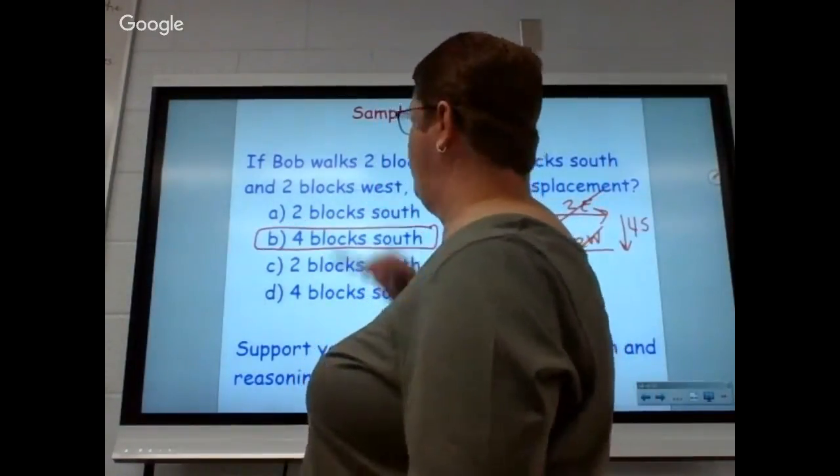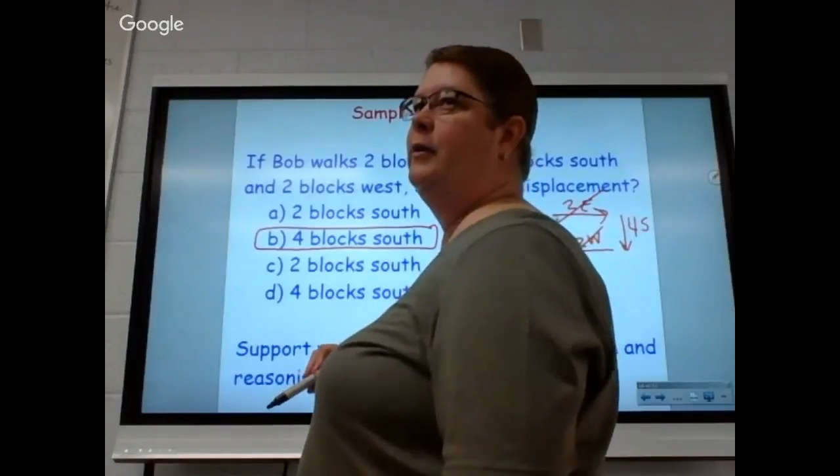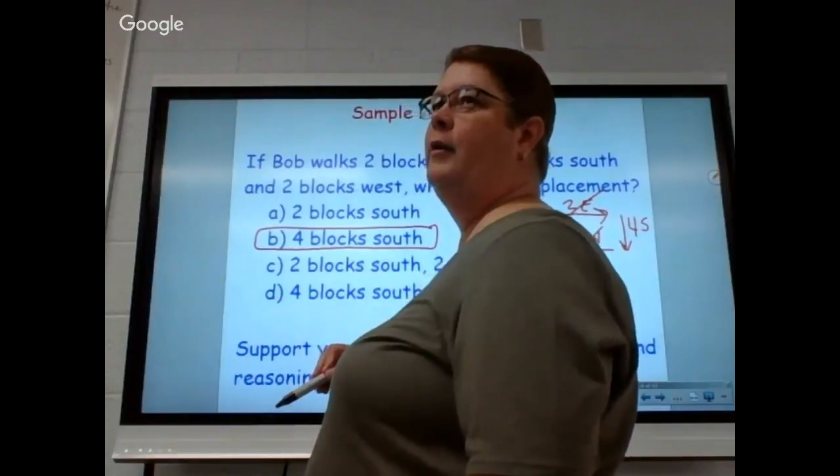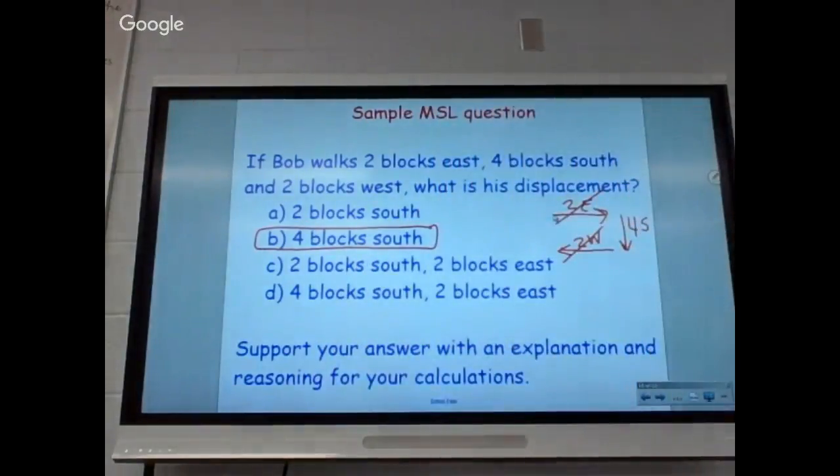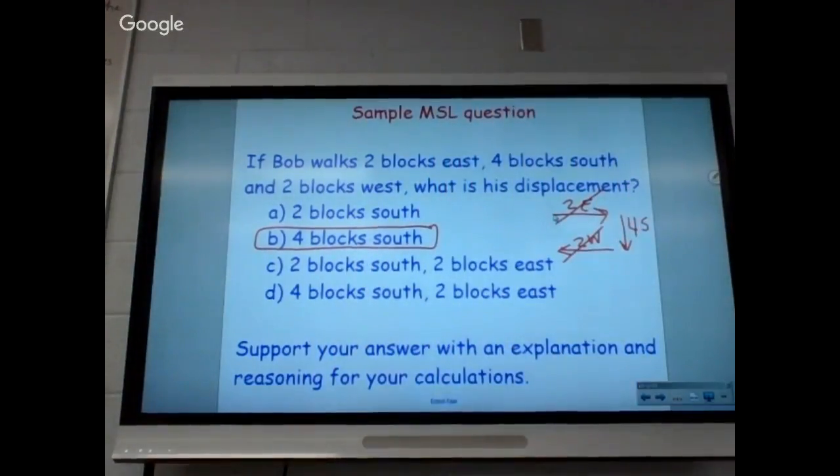So did you just misspeak when you said 2 blocks south? Yes, because I was canceling out 2 from south too. Oh, okay. Yes, the 4 blocks south would be correct.